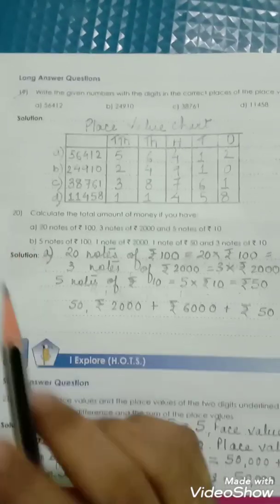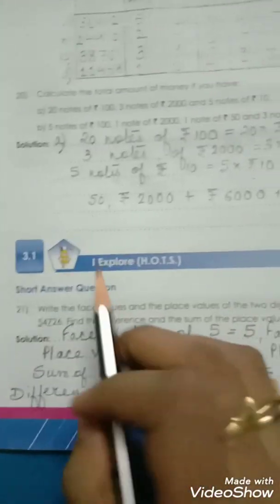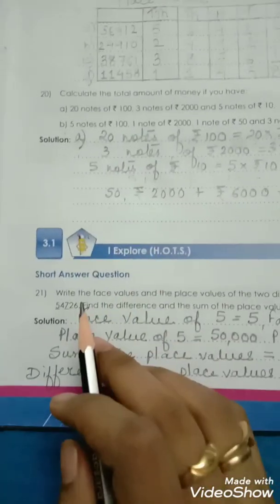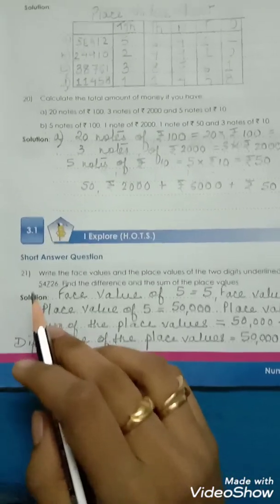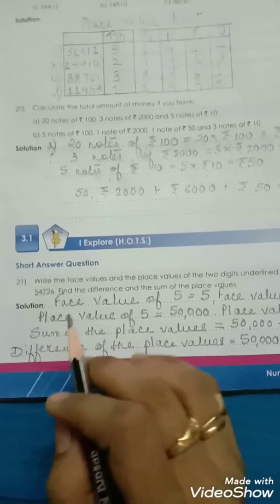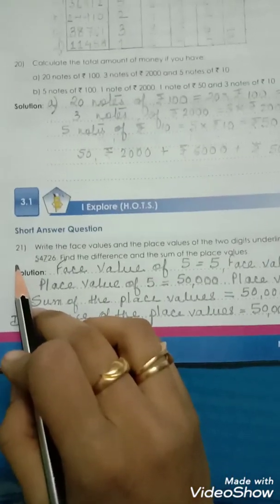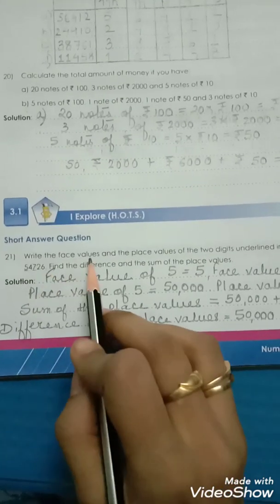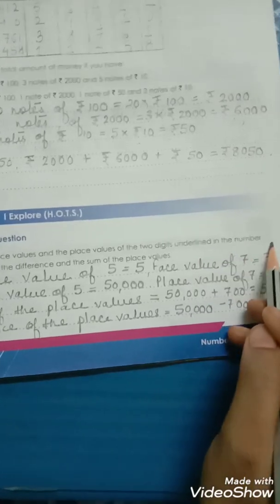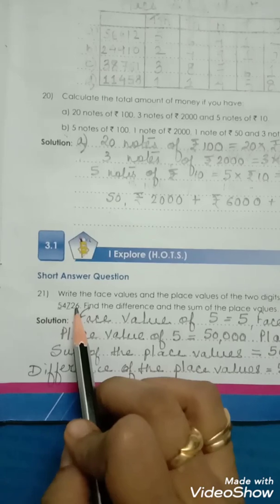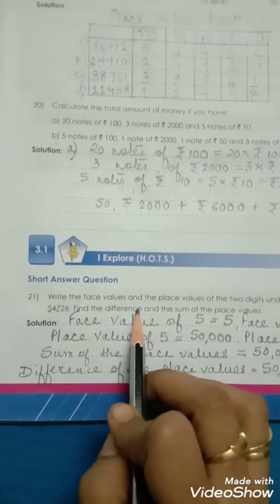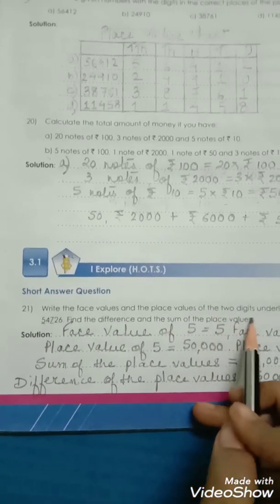Clear? So now come to I Explore HOTS. So today till question number 22 I'll be discussing with you all. Then I'll give you homework. Right? Question number 21. Write the face values and the place values of the two digits underlined in the number 54,726. Then find the difference and the sum of the place values.